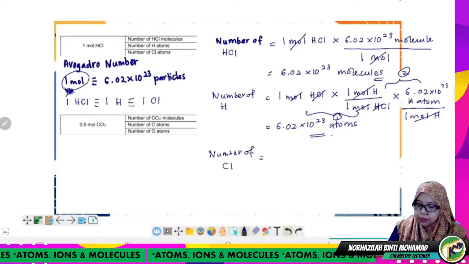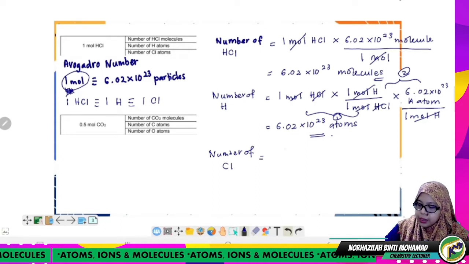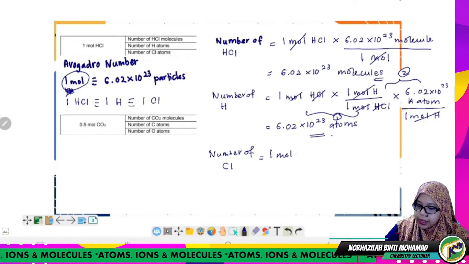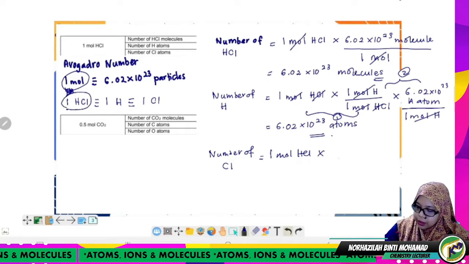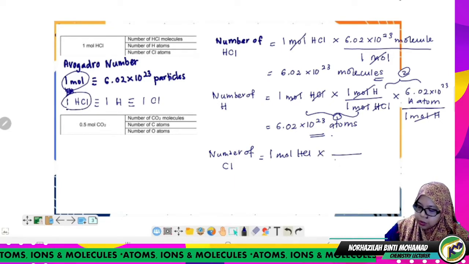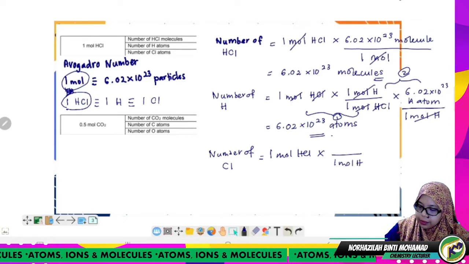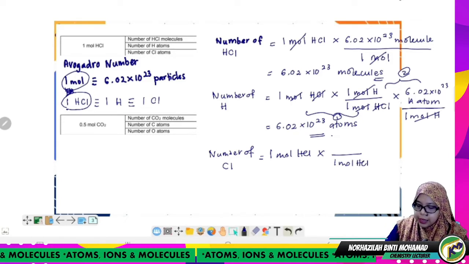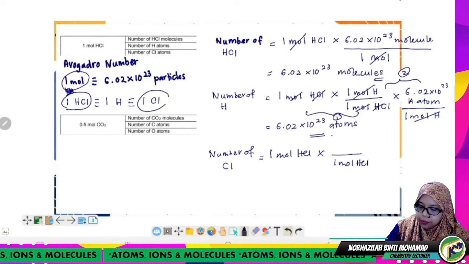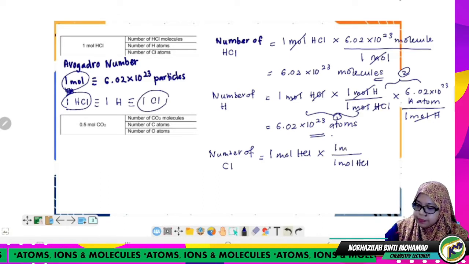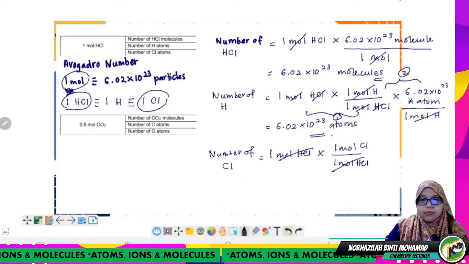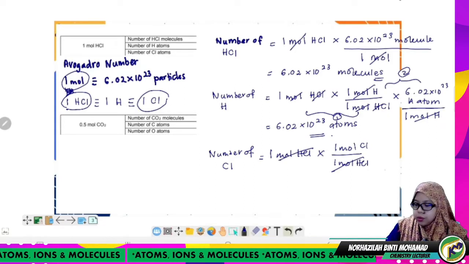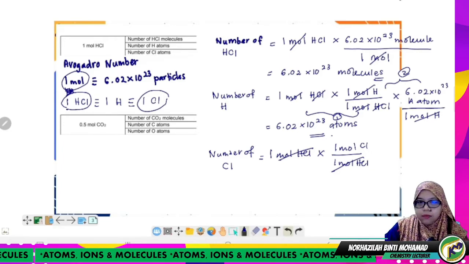For the number of chlorine, first we calculate the mole of chlorine. We want to cancel HCl, so we write 1 mole HCl, and then we have 1 mole chlorine. So we can cancel the mole of HCl, and we have calculated the mole of chlorine.